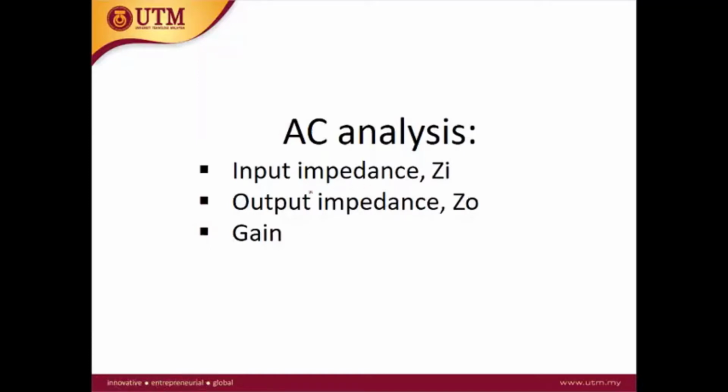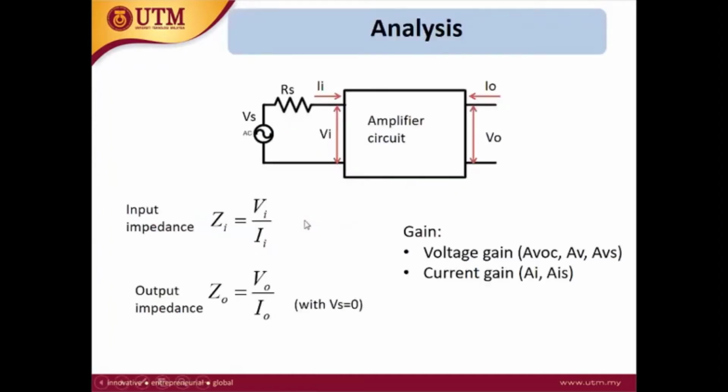After you did the mid-band equivalent circuit drawing, you can proceed with the AC analysis. There are three important parameters that you need to analyze. First is the input impedance, then the output impedance, and then the gain. If you consider this amplifier circuit, this is a very general representation of an amplifier circuit.